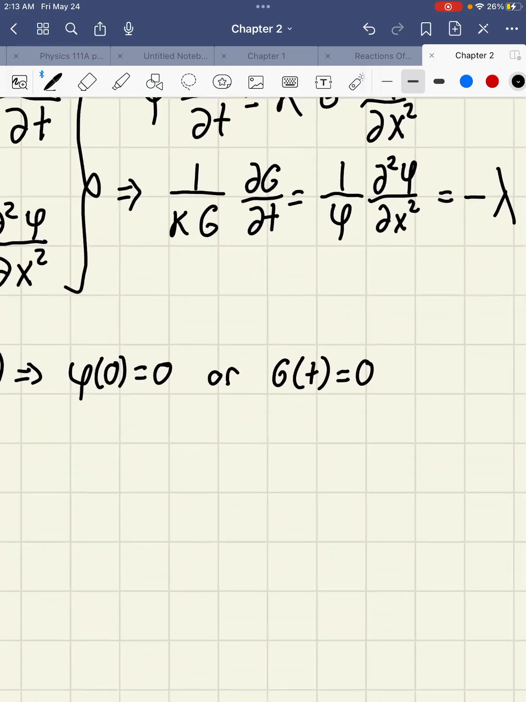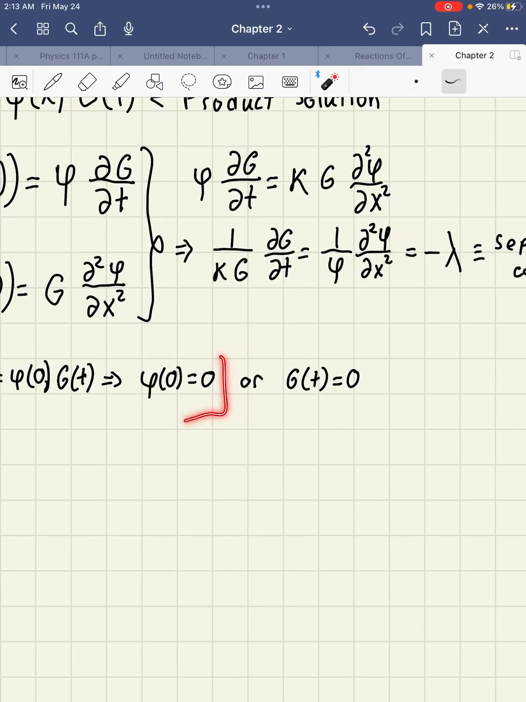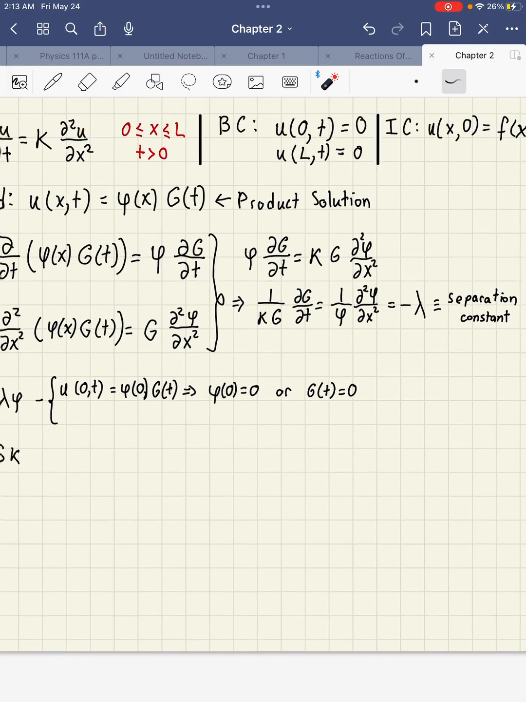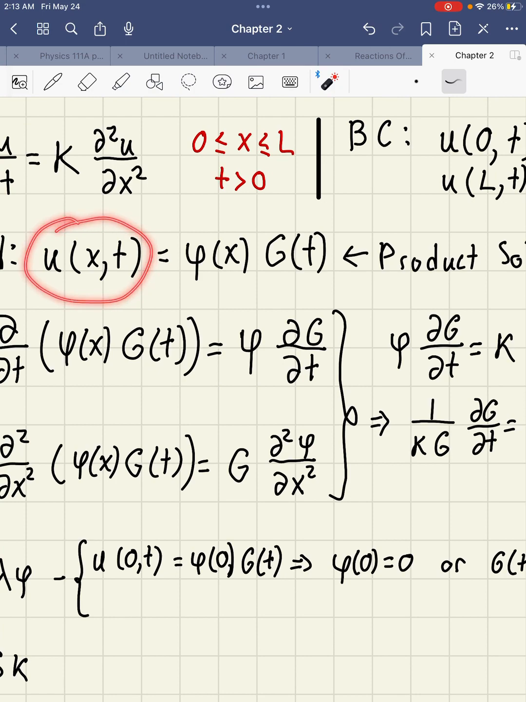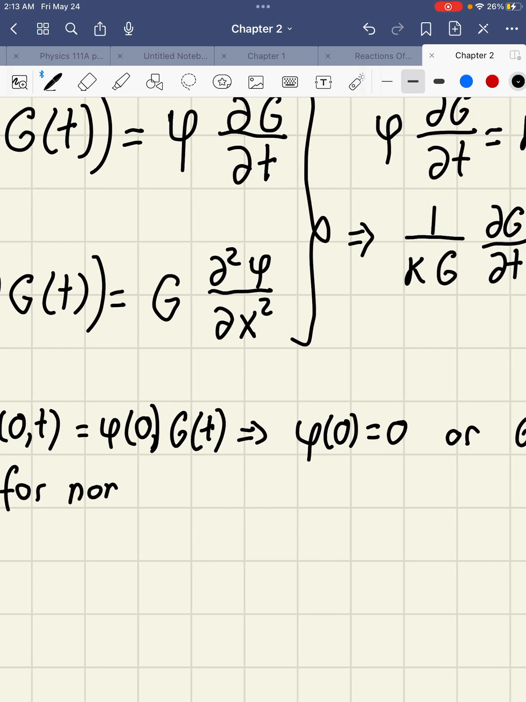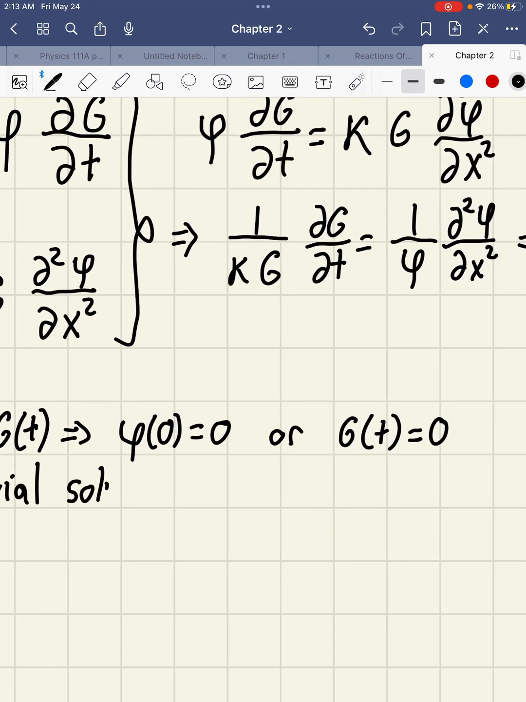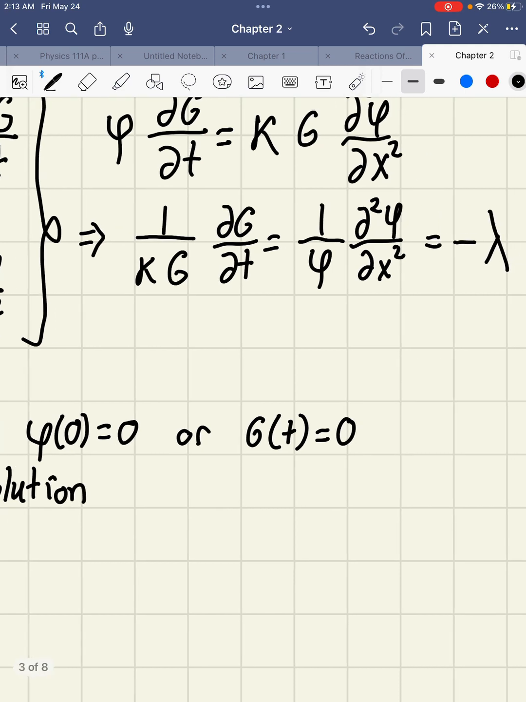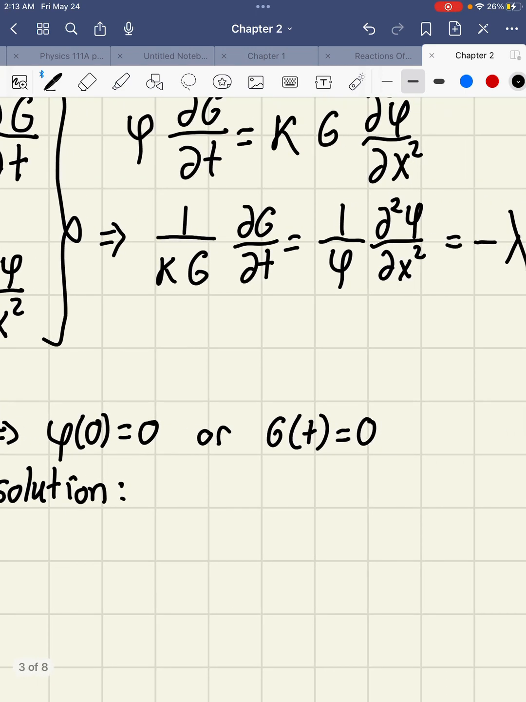Now, why is g of t acceptable as this but not this? Since when we're solving the differential equations, we are trying to avoid the trivial solutions. If my g of t is equal to 0, then my u will always become 0. So for a non-trivial solution, this can only happen if my phi of 0 is equal to 0.